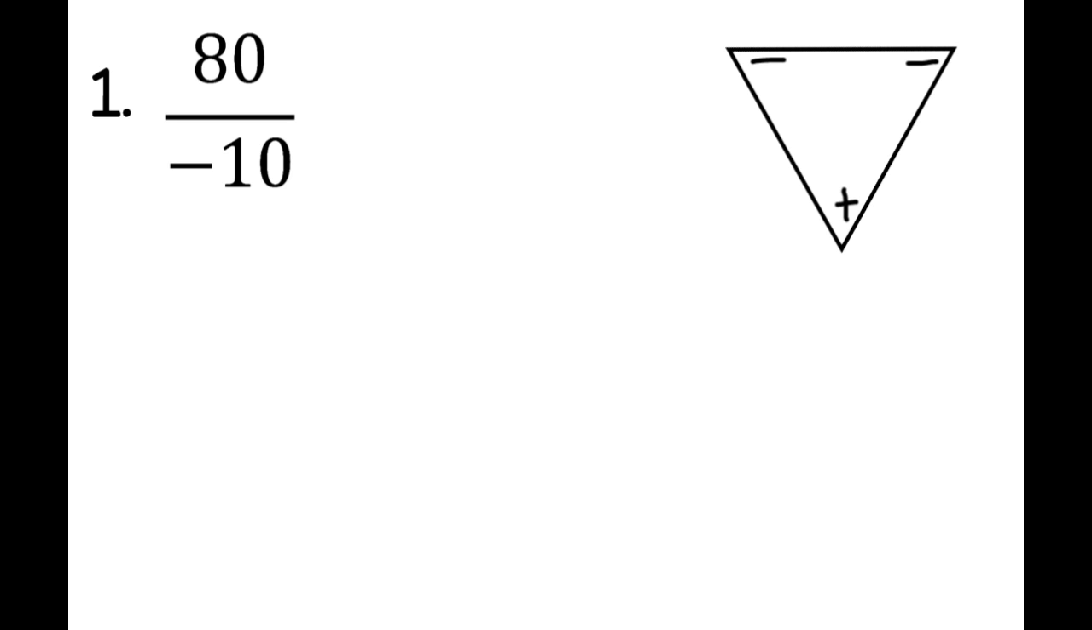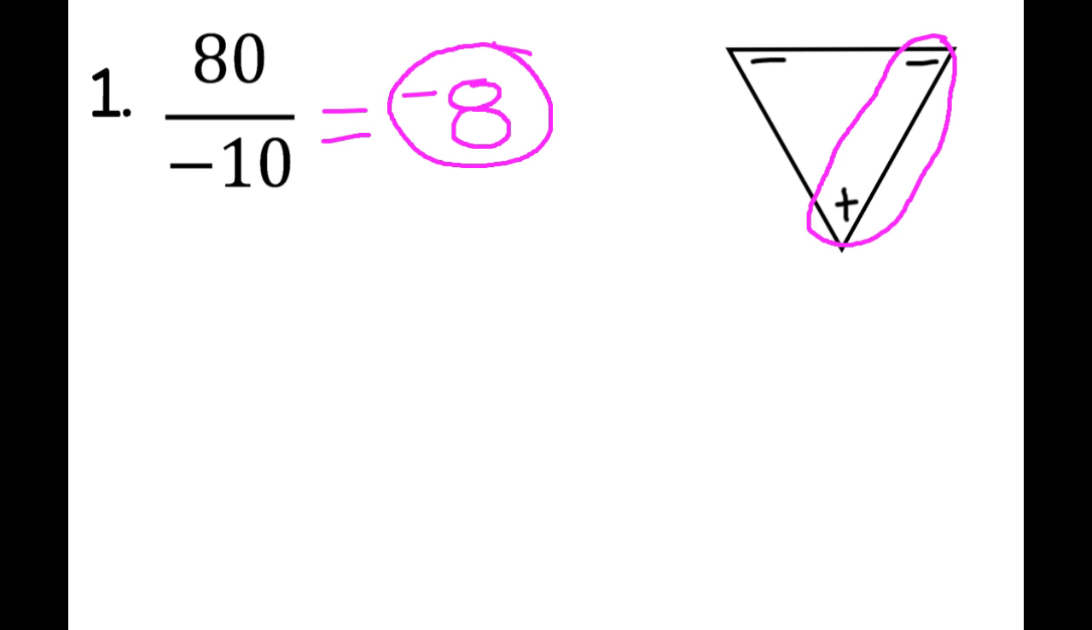So we have 80 divided by negative 10. So we have a positive divided by a negative. So we circle that. And we know based on our triangle that our answer is going to be a negative because that's what we're left with. So 80 divided by negative 10 is 8, and it's negative because our triangle shows us that. So we have negative 8 as our answer.